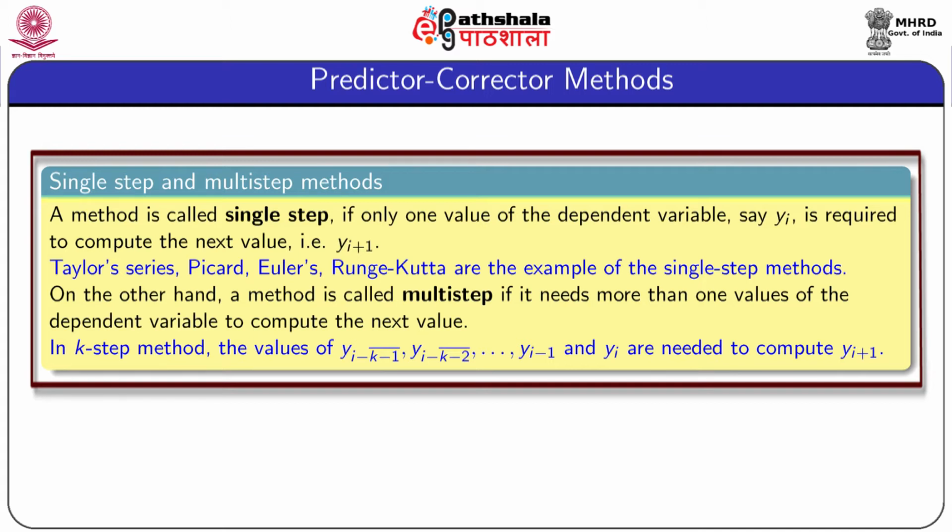On the other hand, a method is called multi-step if it needs more than one value of the dependent variable to compute the next value of the dependent variable. For example, in a k-step method, the values of yi minus 1, yi minus 2, up to yi minus k plus 1, and yi are required to compute the value of yi plus 1.